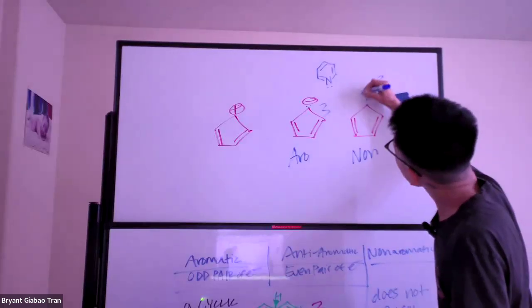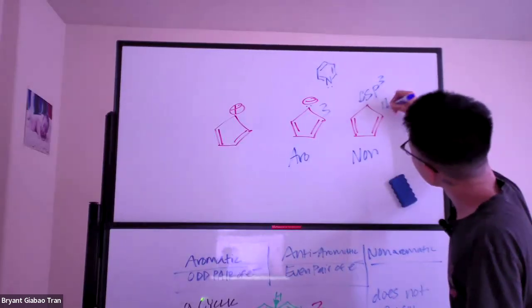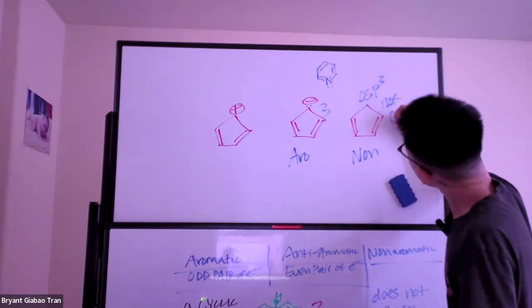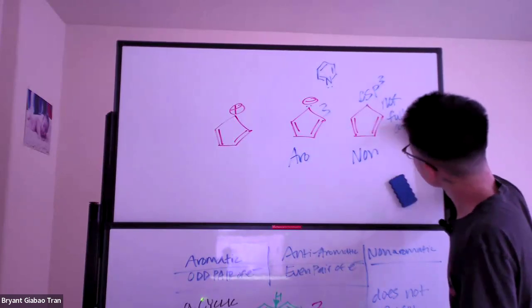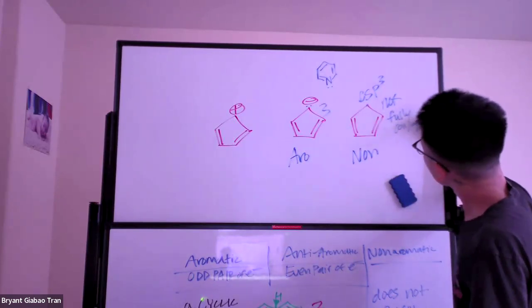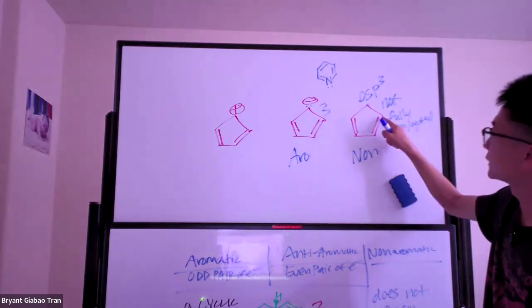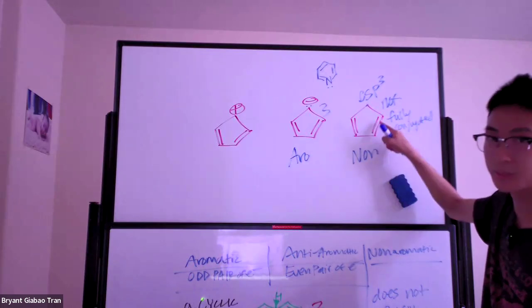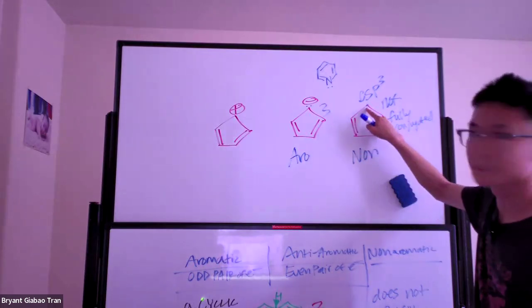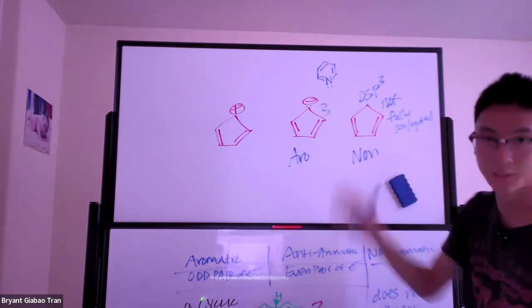And the third one is non-aromatic because there's an sp3. Yeah, sp3 roadblock. This makes it not fully conjugated. It's only partially conjugated because it can only partially do resonance with these 4 atoms here, but it can't do resonance with that carbon right there. It's not fully conjugated.